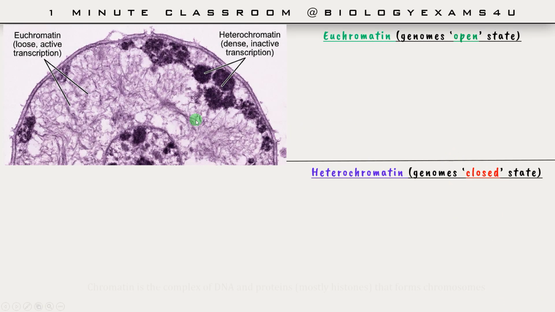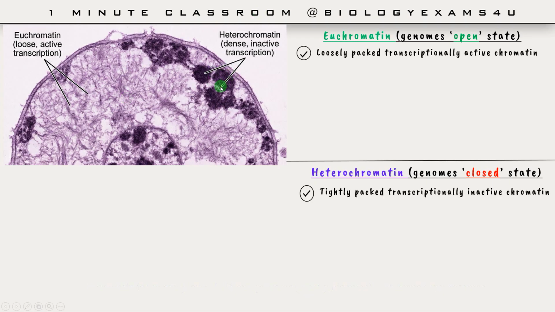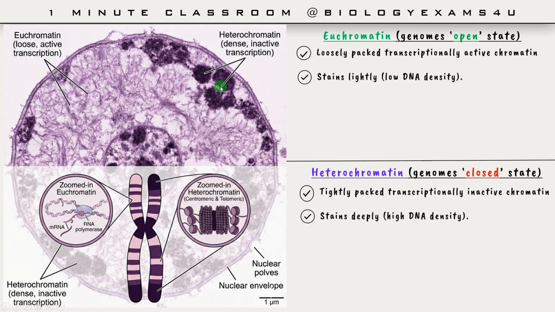Euchromatin is a genome in open state. They are loose, as you see here. They are transcriptionally active chromatin, whereas heterochromatin is dense and is transcriptionally inactive. Heterochromatin stains deeply, as you see here, whereas euchromatin stains slightly because of low DNA density.